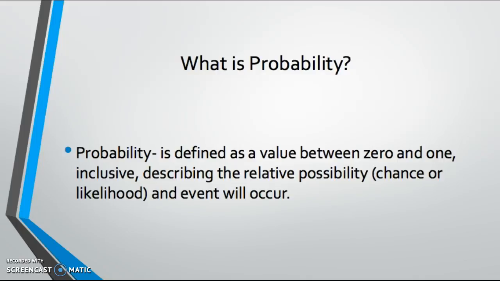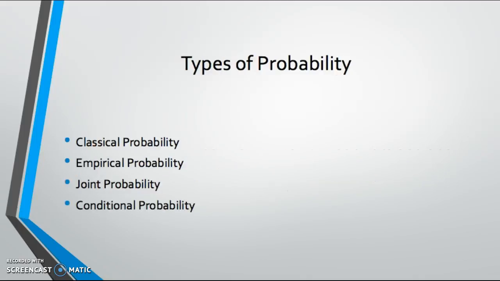Probability. What is probability? Probability is defined as the value between 0 and 1 that's inclusive and describes the relative possibility that an event will occur. Now I'm going to tell you about a couple types of probability. You have classical probability, empirical probability, joint probability, and conditional probability. These are just four examples.